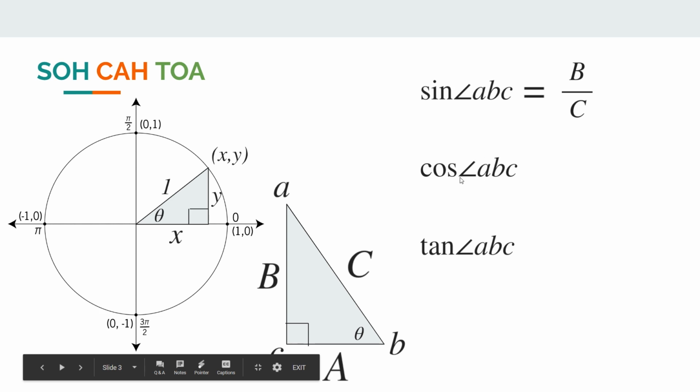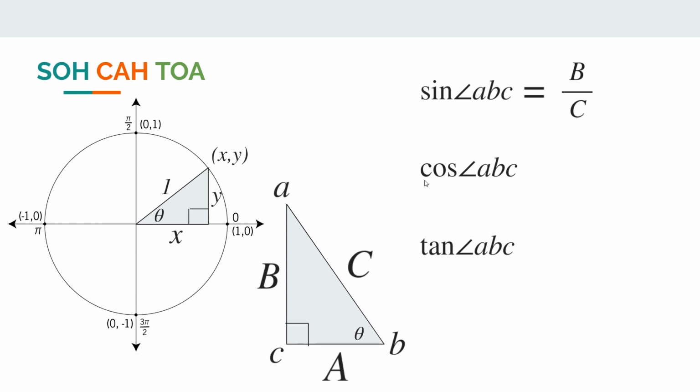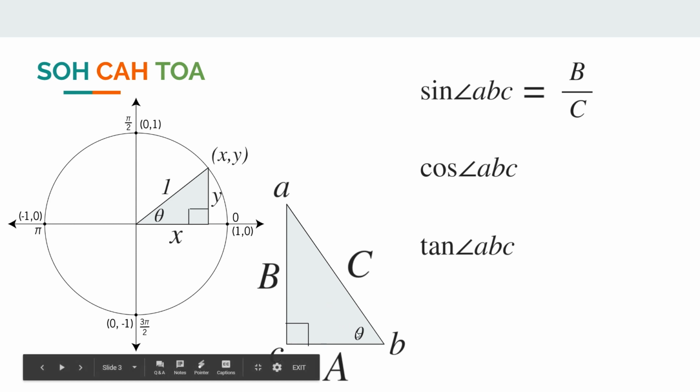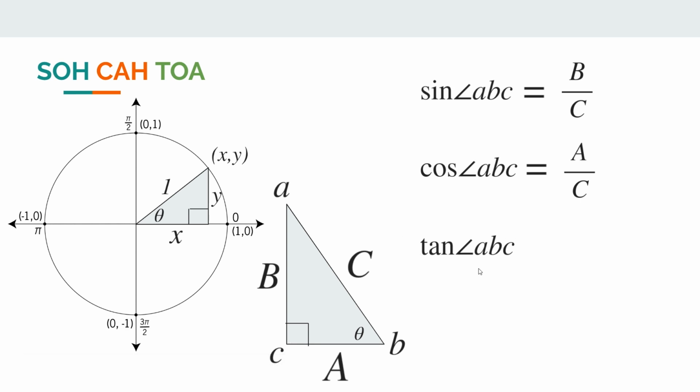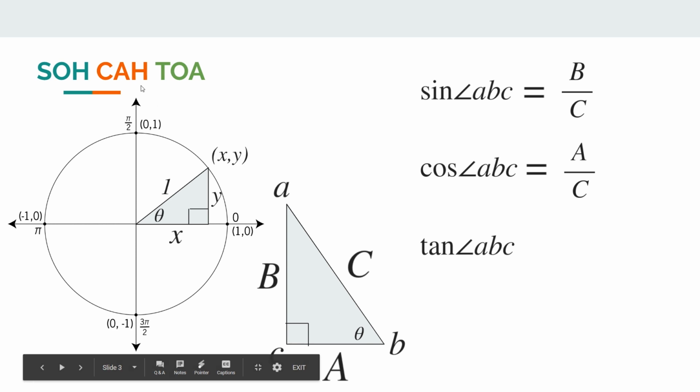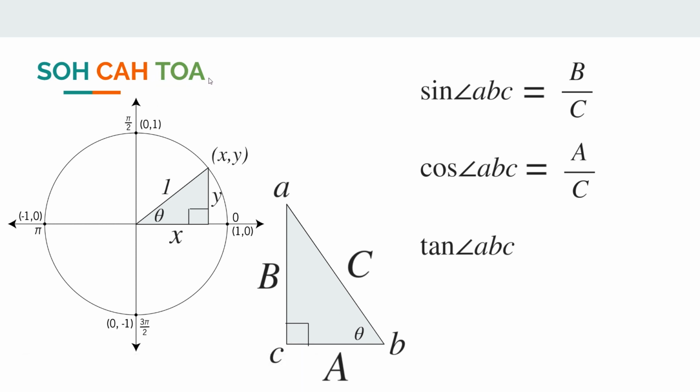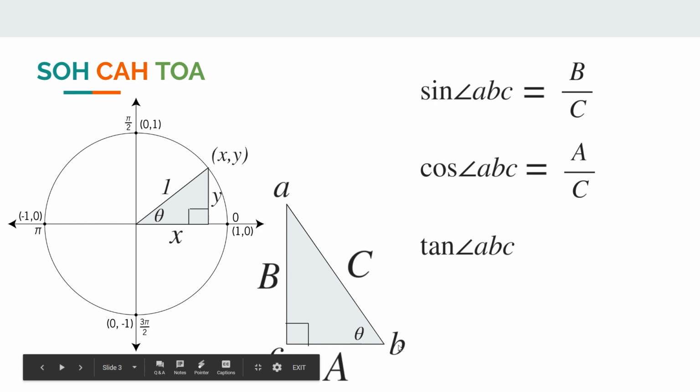Moving over to our next problem here, we have cosine of angle ABC, basically theta, and cosine states that it's adjacent over hypotenuse, which is A is adjacent and C is the hypotenuse, so A over C. And for our next problem, we have tangent of angle ABC or theta, and tangent states that it's opposite over adjacent. B is opposite, and adjacent is A since they're right beside it, so that'd be B over A.